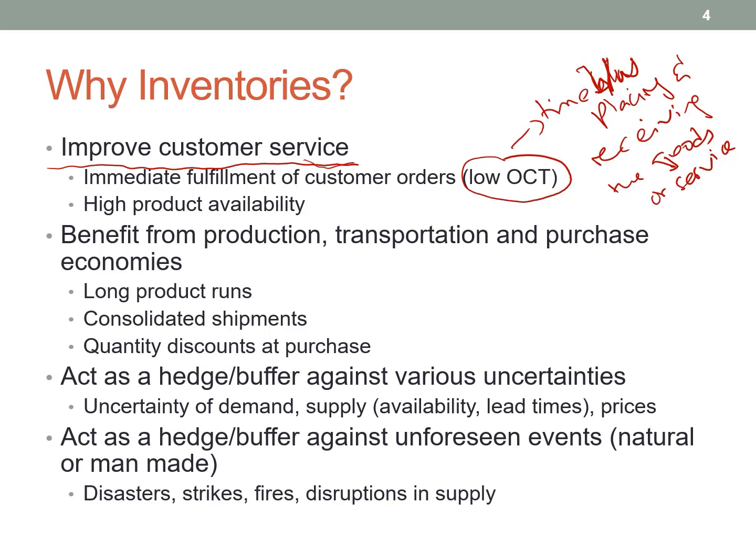Then a related point is that these uncertainties that we just talked about, demand, supply, lead time, price uncertainty, are more a feature of day-to-day business. Every year, every month, every quarter, you see these movements and these uncertainties and variability. But then there are events which happen maybe once in 10 years or once in a lifetime or once every few years, which are unforeseen events like disasters, hurricanes, tornadoes, storms, forest fires.